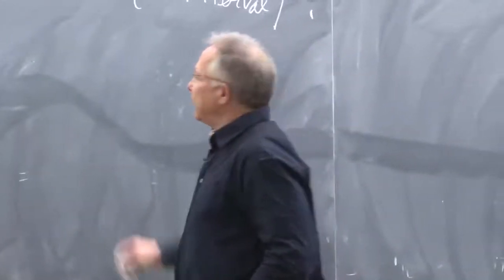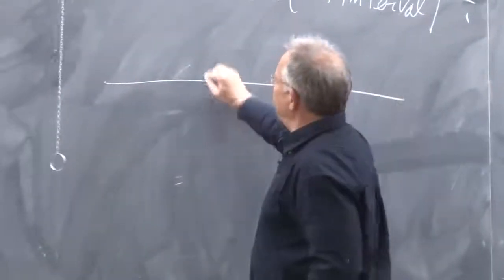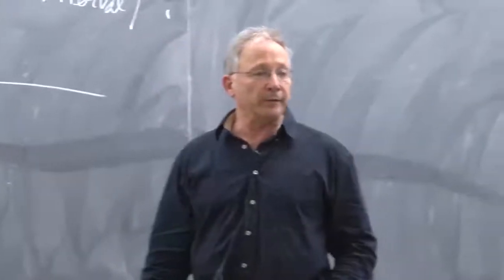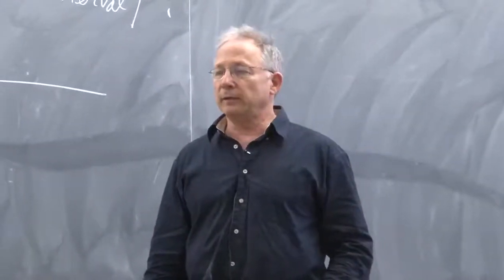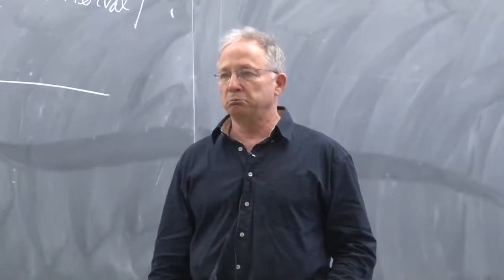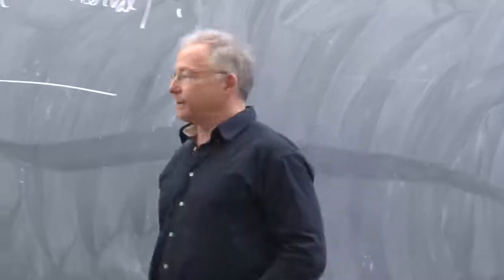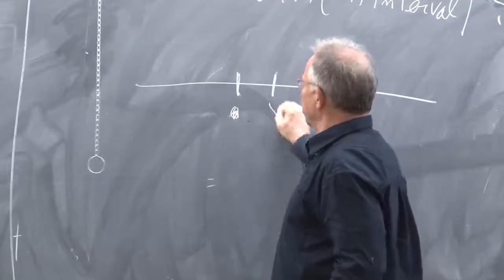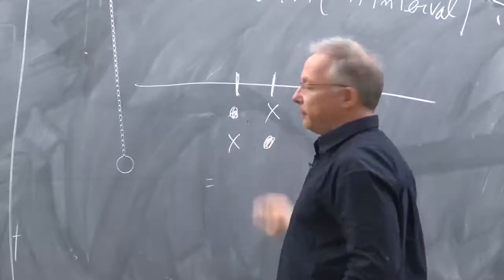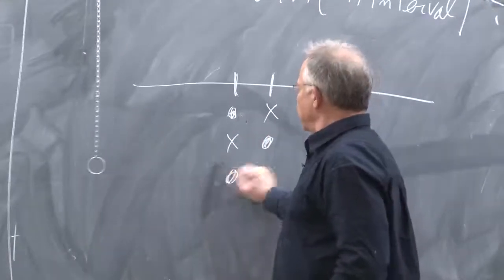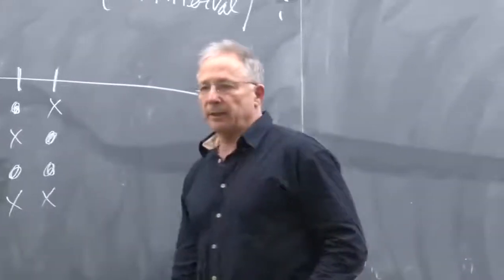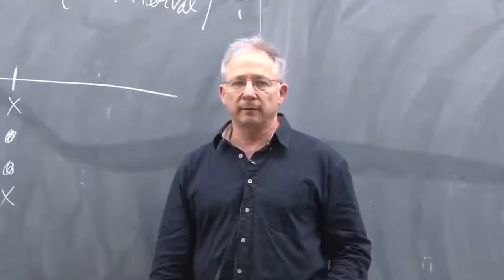So let's start by just checking shattering. Can H interval shatter a set of size 2? If I have 2 points on the line, are they going to be shattered or not? I need to show you how I pick only this point, how I pick only this point, how can I pick both of them, and how can I pick none of them. Each time I want to use an interval.